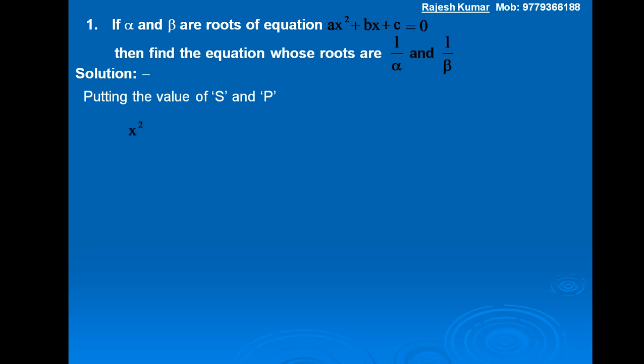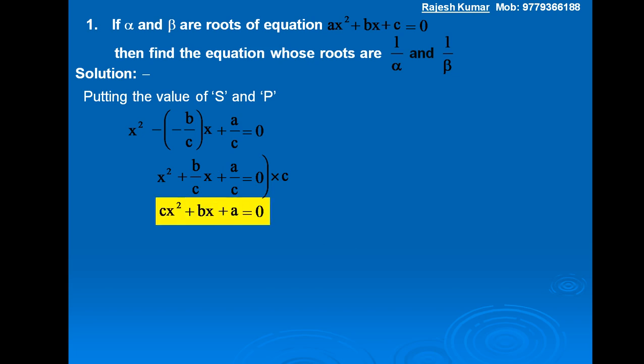Putting the values of s and p, we get x square minus b upon c into x plus a upon c is equal to 0, or x square plus b upon c x plus a upon c is equal to 0. Multiply the whole equation by c, so we get cx square plus bx plus a is equal to 0. This is the required equation whose roots are 1 upon alpha and 1 upon beta.